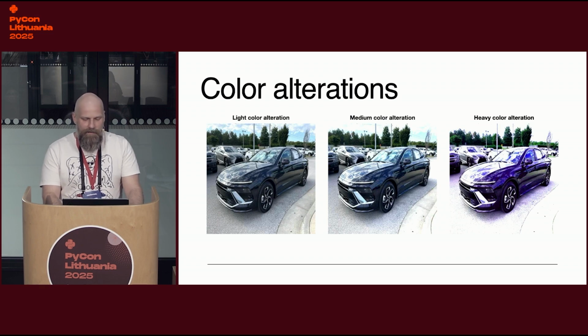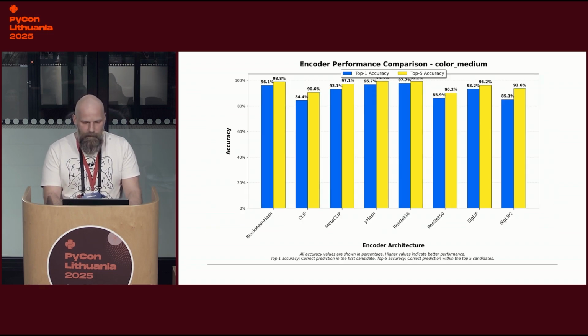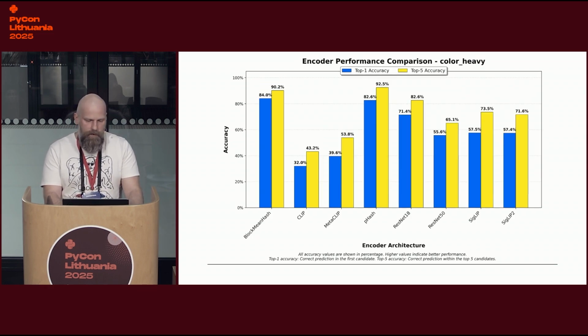And what about some filters, for example, if we alter colors? If we alter colors slightly, most of the models work well, but if we alter colors quite a lot, again, neural network-based methods suffer.